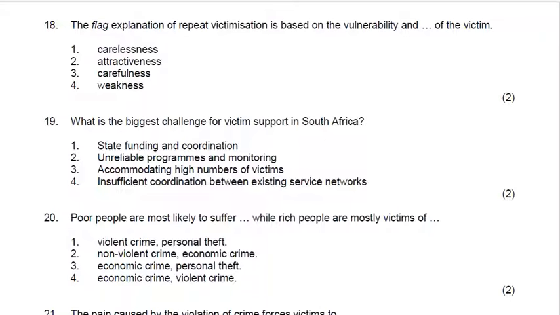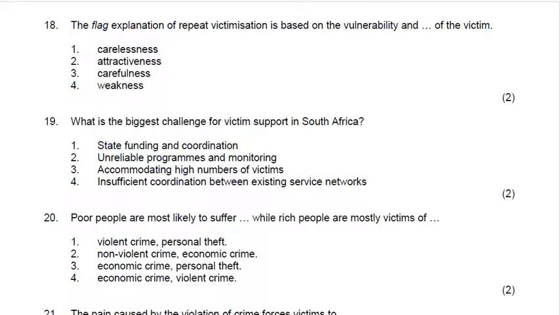Okay, 19. What is the biggest challenge for victim support in South Africa? The answer is 4, which is insufficient coordination between existing service networks. That is found on page 67 of our study guide.